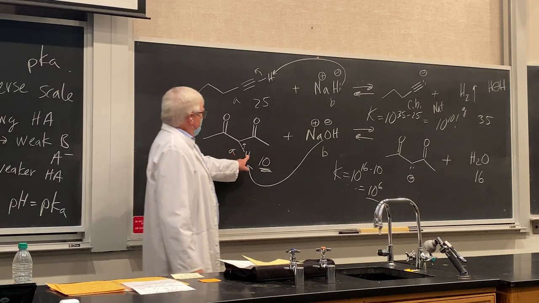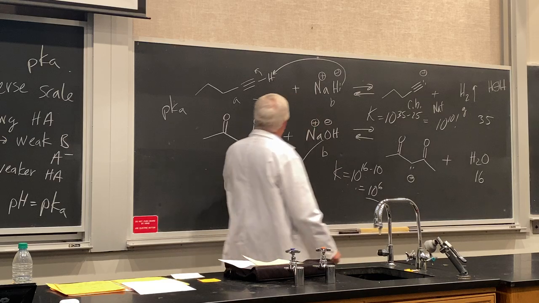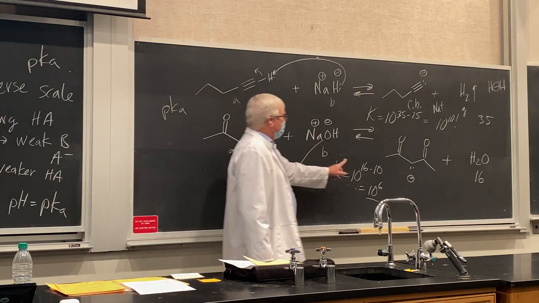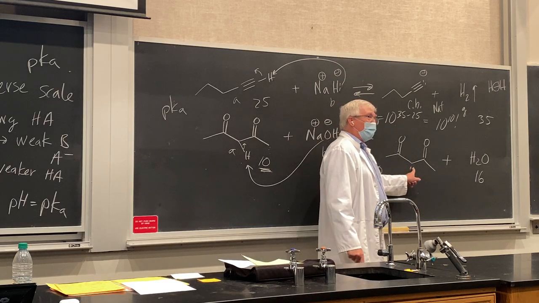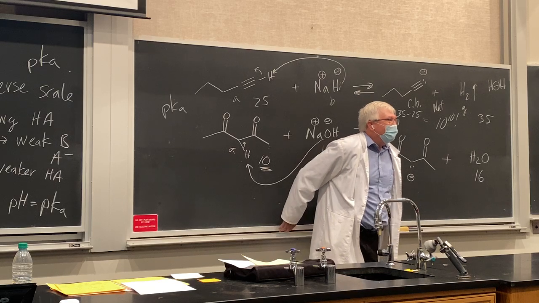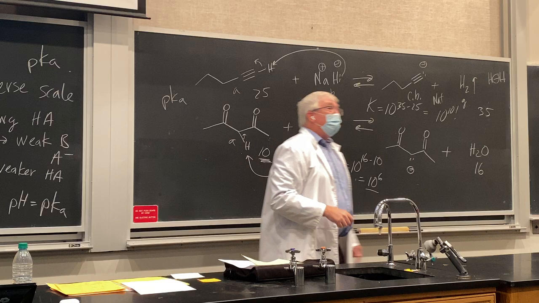Now, somebody picked our position for us. We could have pulled a proton off here and had a negative charge out here. What's better about having this negative charge in the middle versus having a negative charge on the end? Yeah. It what?